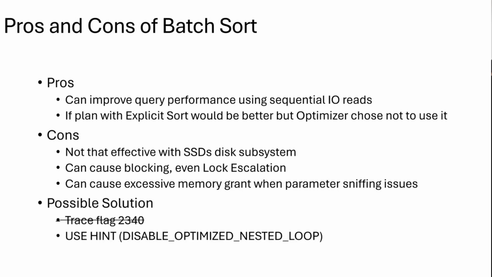What can we do to avoid this? There are two possibilities. Use trace flag 2340. I wouldn't recommend it because this is an instance level trace flag, and it disables optimization of nested loops for each database. But you can still use a hint, disable optimized nested loops inside your query, and this will disable optimization and memory grant for optimized nested loops only on query level.